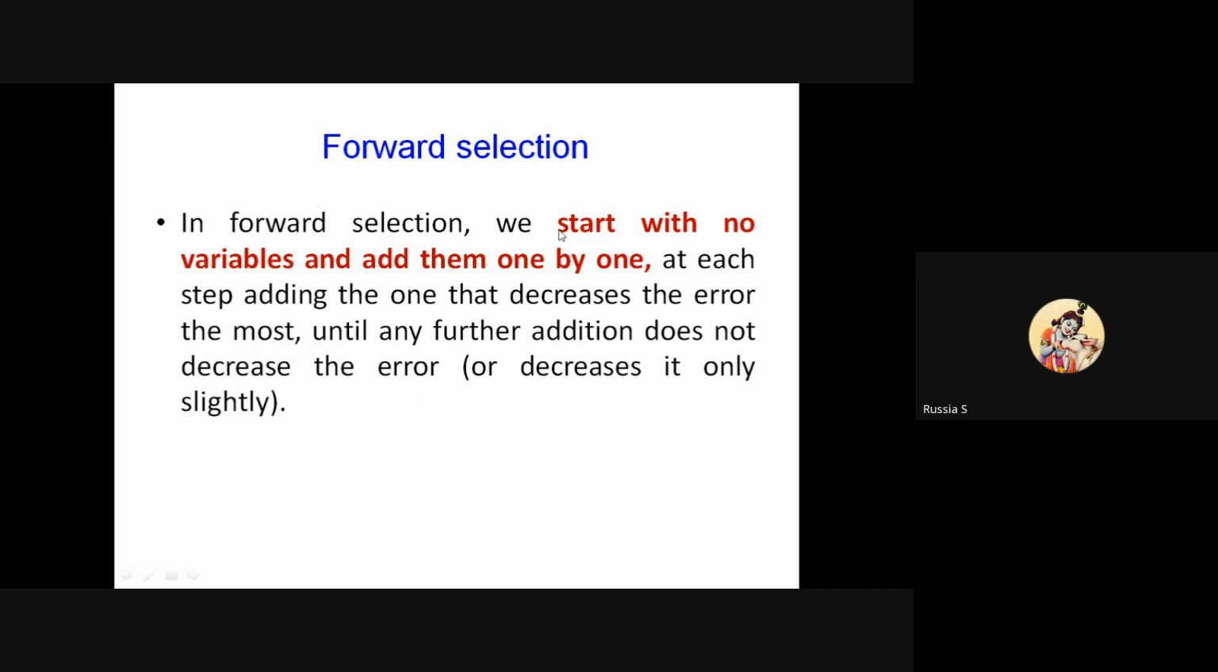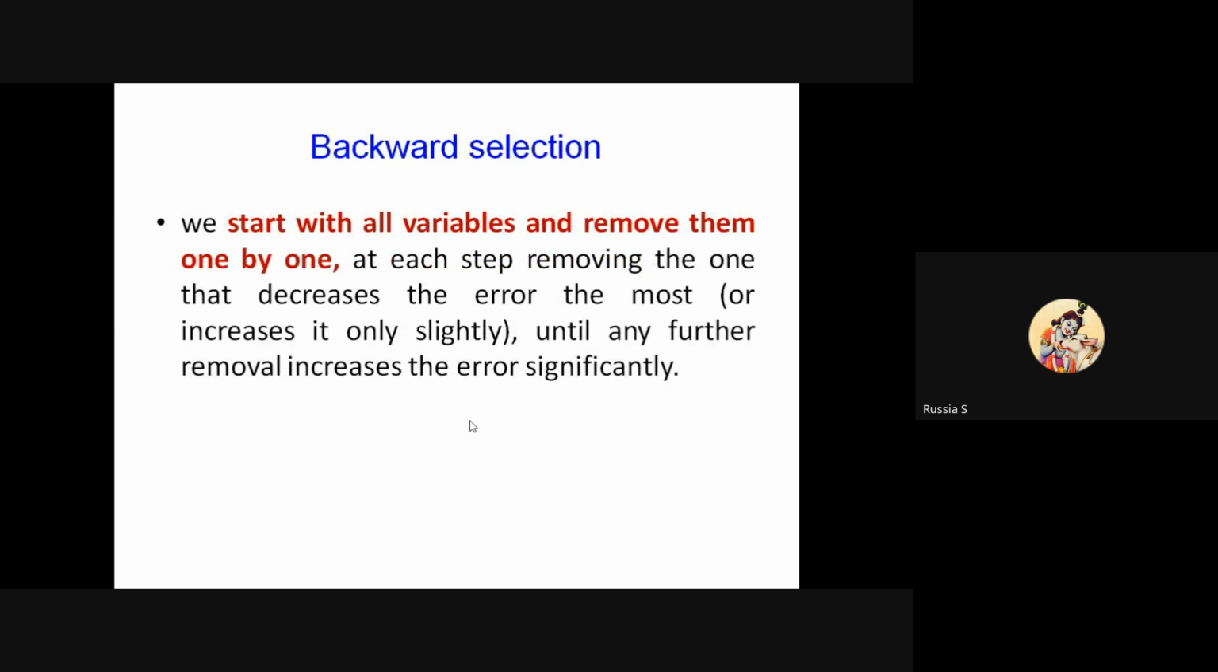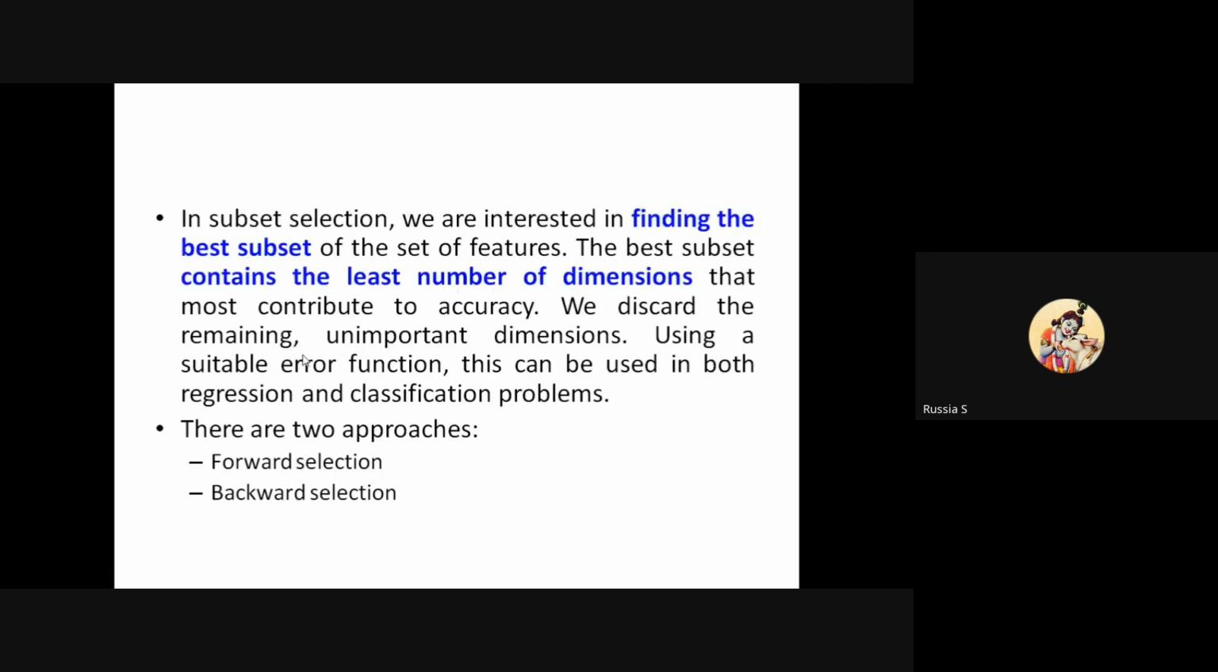So in the forward selection method, we start with no variables and add one by one. At each step, adding the one that decreases the error the most, until any further addition does not decrease the error. The second approach is backward selection, which is the reverse of forward selection. We start with all variables and remove them one by one. At each step, we remove the one that decreases the error the most. This is subset selection.